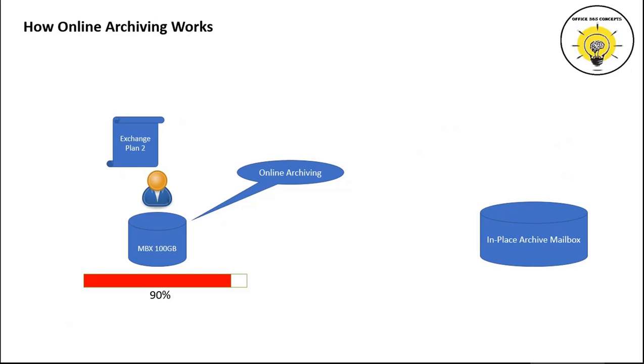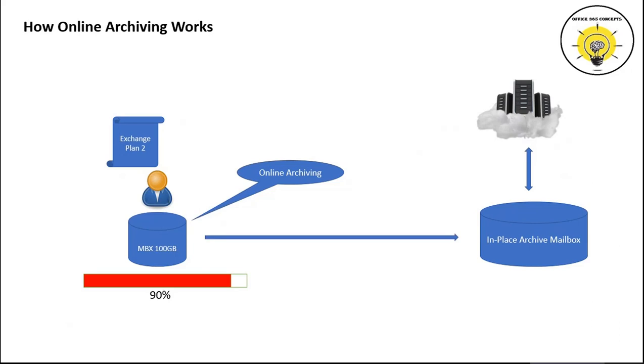Now, if an Exchange Online Plan 2 license is assigned to this user account, a 100 GB in-place archive mailbox will be provisioned, and this additional mailbox will be provisioned on Microsoft data centers. So the in-place archive or online archive mailbox is not a part of the primary mailbox of the actual user account. This is an additional storage space provided to the mailboxes on Microsoft data centers. Once the in-place archive mailbox is provisioned, the user can move his emails from his primary mailbox to the online archive mailbox so that he can make some free space in his mailbox.